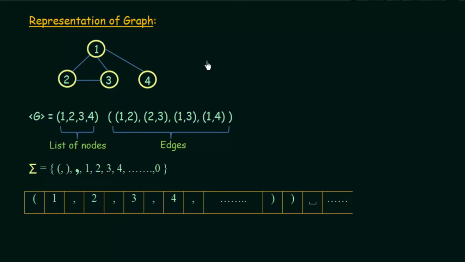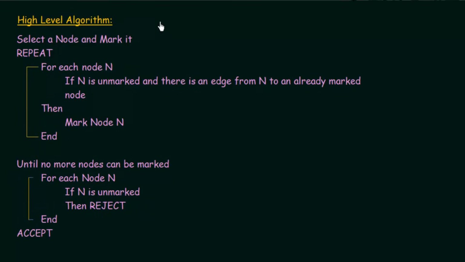Now let us try to write the high-level algorithm for this so that we can design it using the Turing machine. So here is a high-level algorithm for the particular problem that we have. So the first step is select a node and mark it. We select a node and we mark it. We mark the node in order to make sure that we have visited that node. So after that, we repeat this step. There is a for loop over here which says for each node n, if n is unmarked and there is an edge from n to an already marked node, then mark node n.